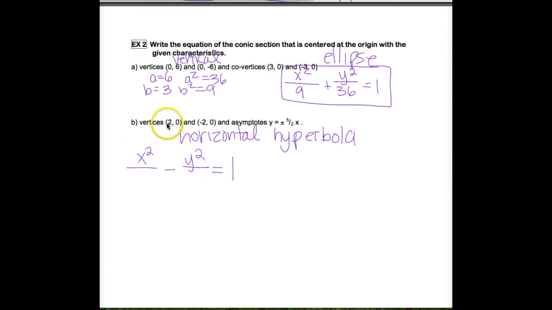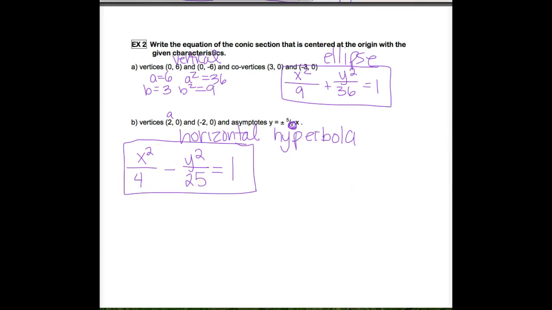So I know here that this is my a value, and that corresponds with this down here. So that means my b value has to be 5. So here a squared is 2 squared, which is 4. And then 5 squared, which is 25. So that gives me my hyperbola's equation.